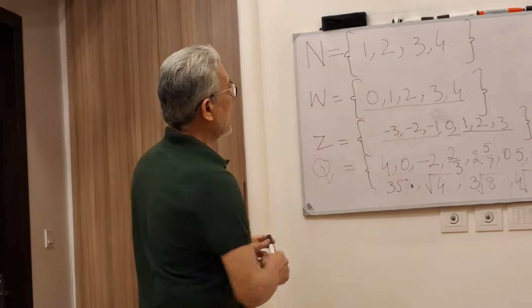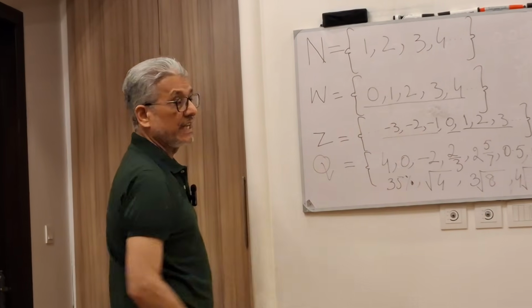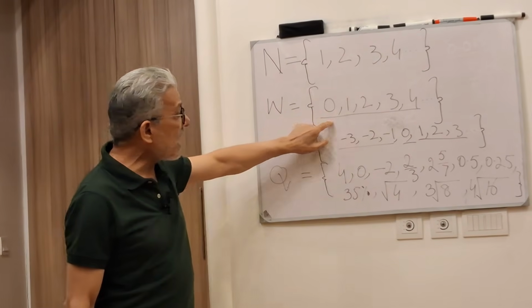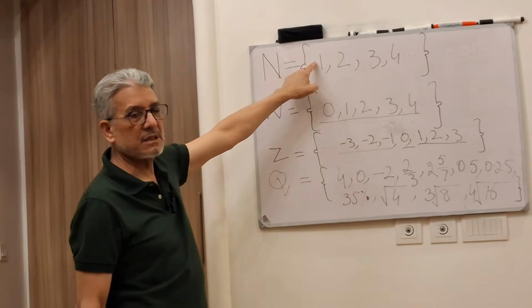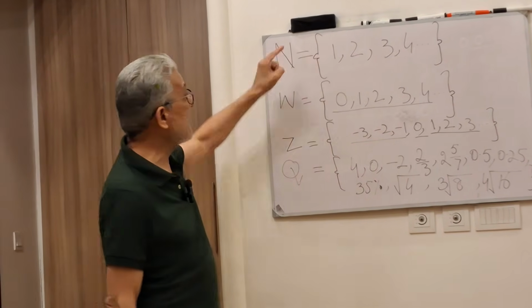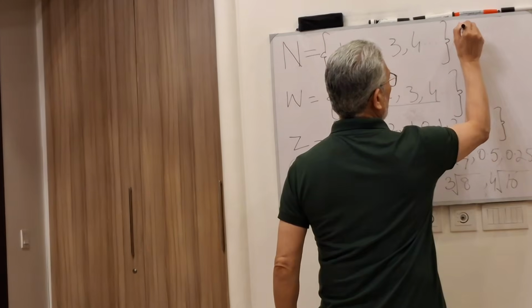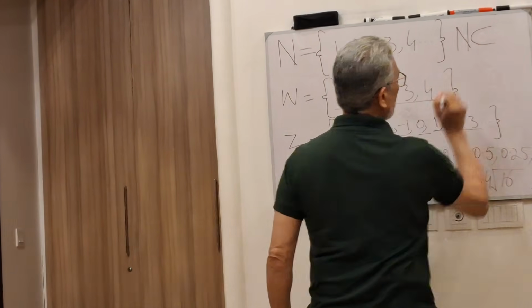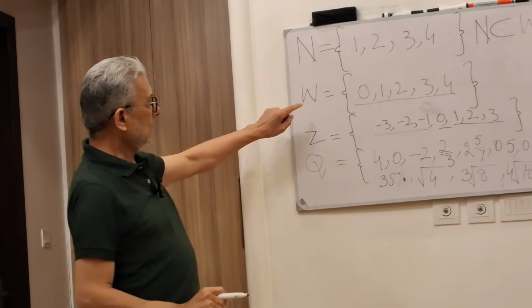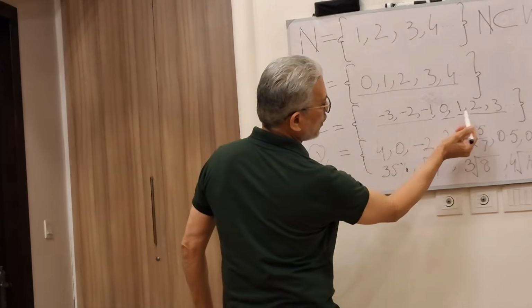Now, if you look at the natural numbers, they are all present in the whole numbers. You can say that natural numbers are a subset of whole numbers. But all whole numbers are not present in natural numbers. So, whole numbers are not a subset of natural numbers. But natural numbers are a subset of whole numbers, and we write it like this. Natural numbers are a subset, this is the symbol of subset, of whole numbers. Right? Now, whole numbers are a subset of integers: 0, 1, 2, 3, 4, and so on.